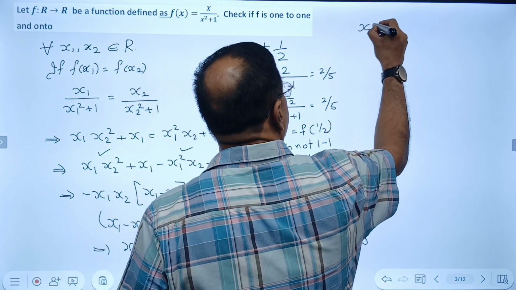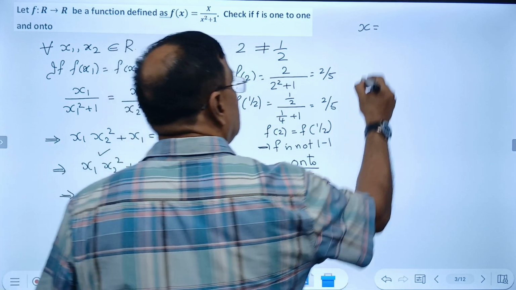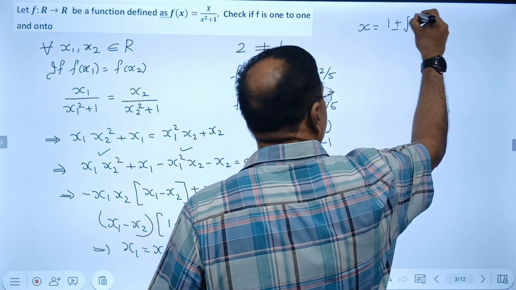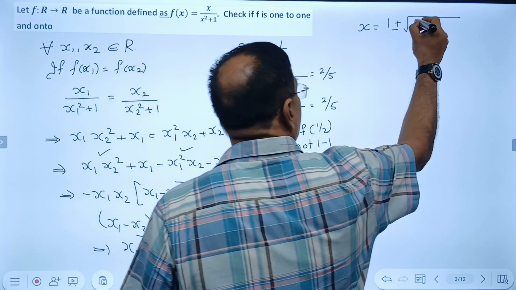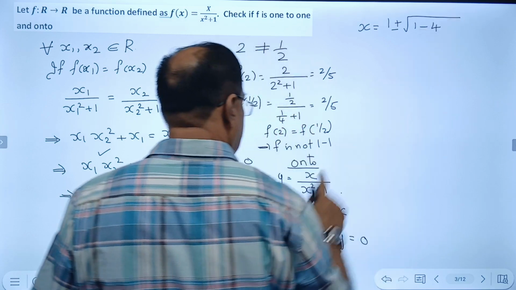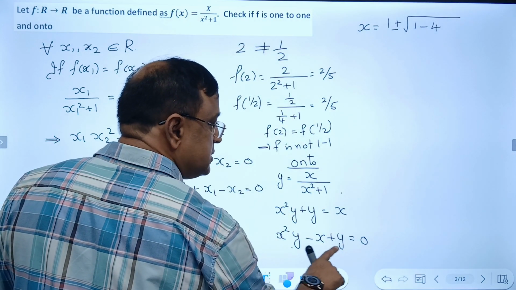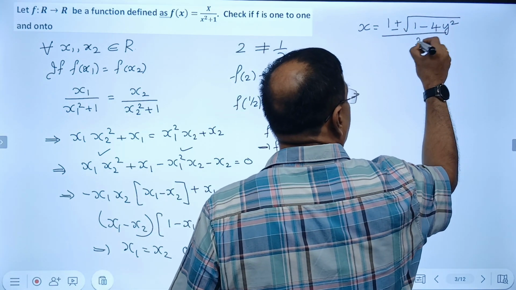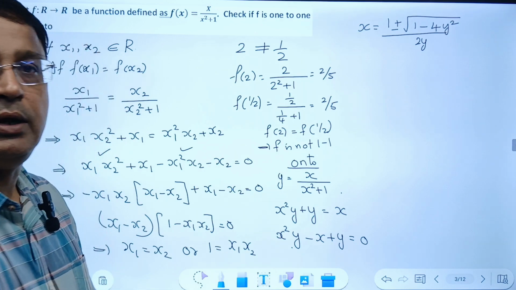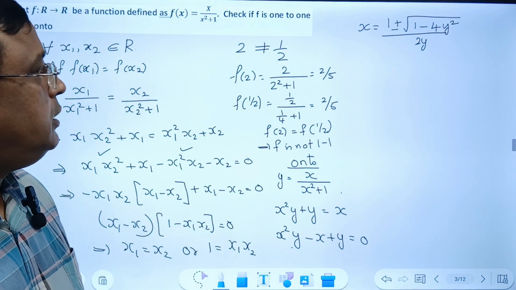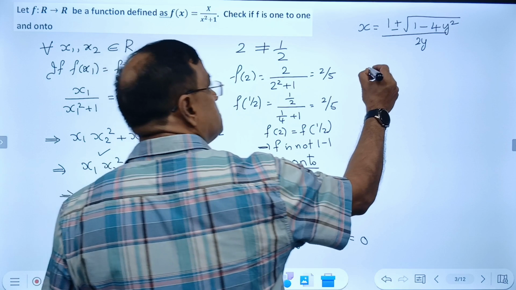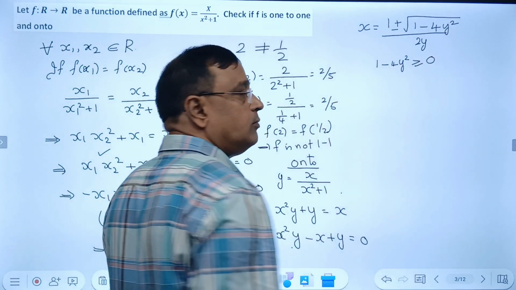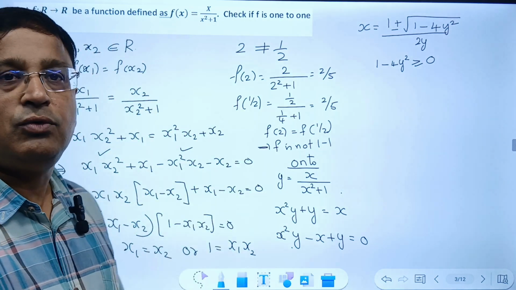So x is equal to minus b. What is minus b? Minus b is 1, minus b plus or minus square root of b square. What is b square? 1 minus 4ac. A is y, c is y. So ac is y square, divided by 2a, which is 2y. Correct? Clearly, you know, this square root is possible only when 1 minus 4y square is positive. Only when 1 minus 4y square is positive.